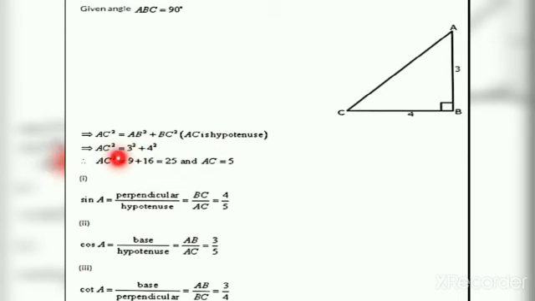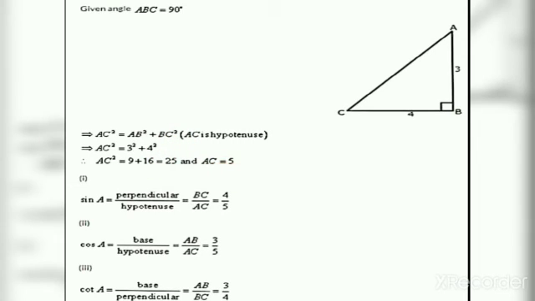So AC square equals AB square, which is 3 square, plus BC, which is 4 square. 3 into 3 is 9, plus 4 square is 16, that gives you 25. So AC will be root of 25. 25 can be written as 5 square, and square and square root get cancelled. So AC will be 5.